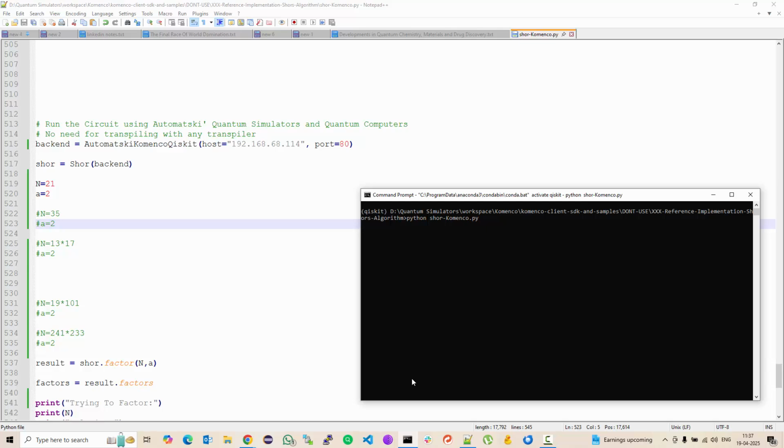And the system is going to print the number of logical qubits it's using, and the number of gates in the quantum circuit. So to factorize 21, we are using 22 qubits and 64,151 gates. Give it a couple of seconds, and there is the output. It took 12.538 seconds, and the number we're trying to factor is 21, and the solution is 3 and 7.